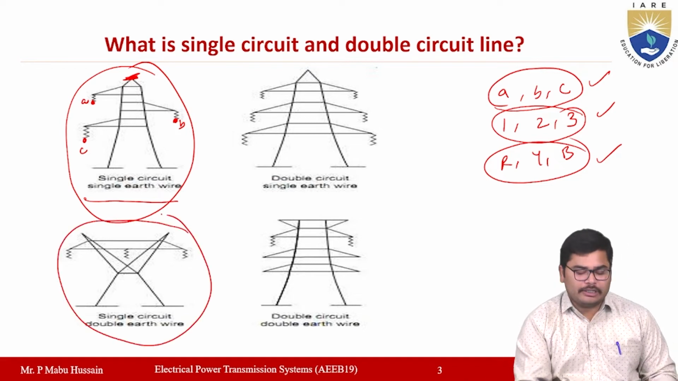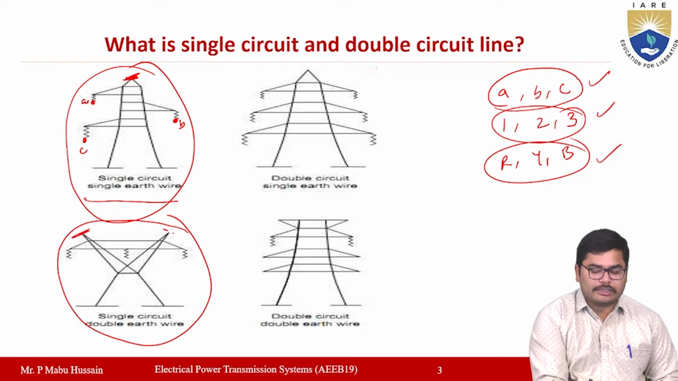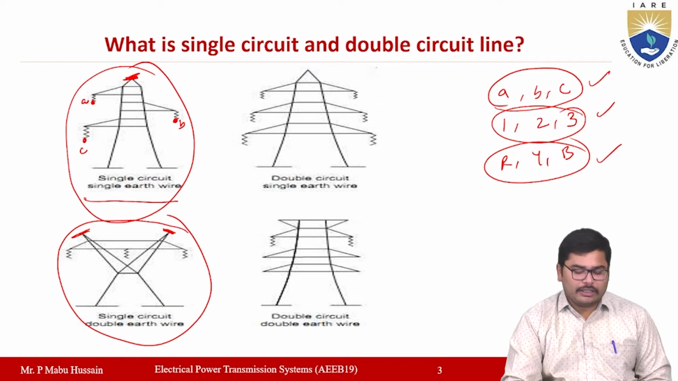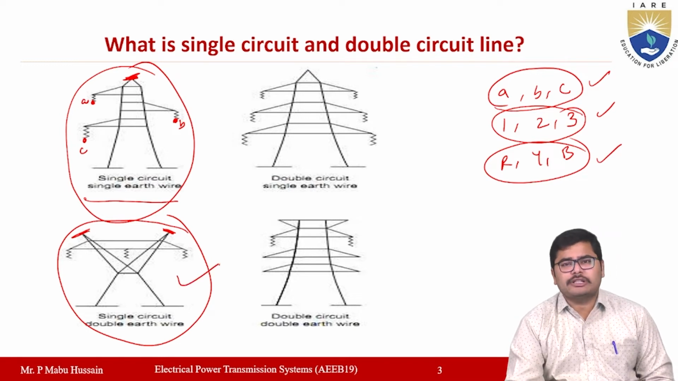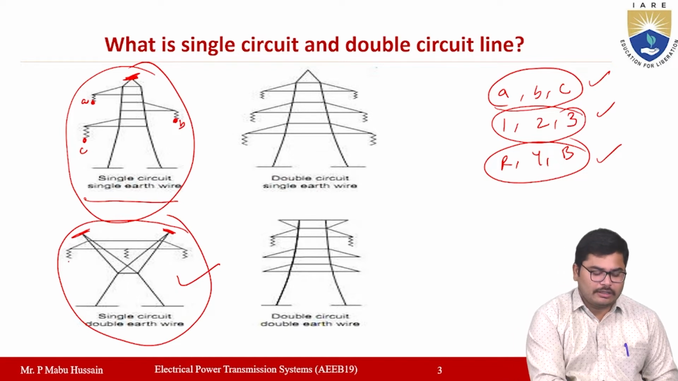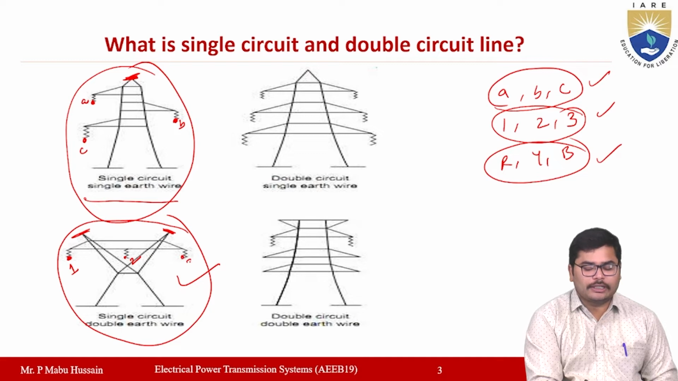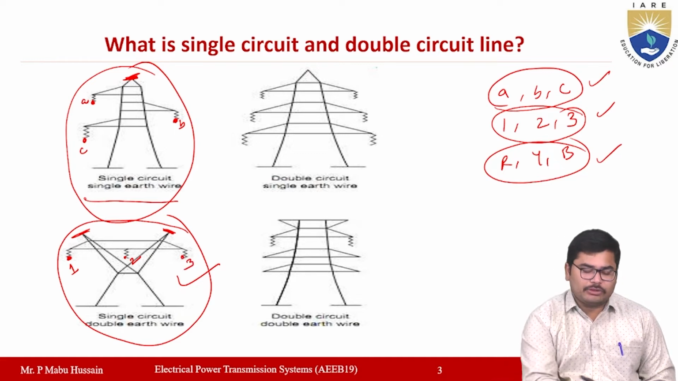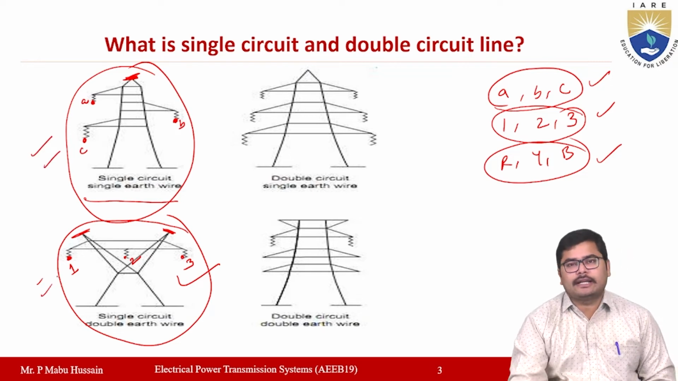If you observe the double earth wire transmission line, here you will have a tower structure like this, in which you will have two earth wires. In this transmission line system also you will have only one set of three-phase conductors. Here those may be represented with 1, 2, 3 conductors, or maybe RYB also. So this is about the single circuit three-phase transmission line.